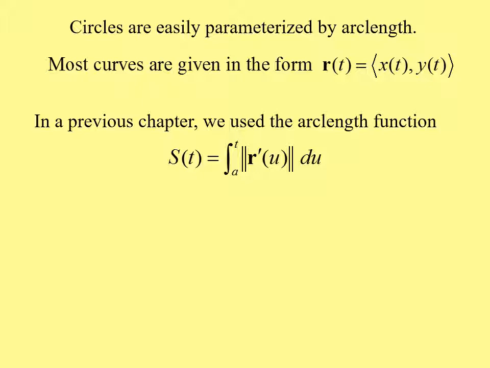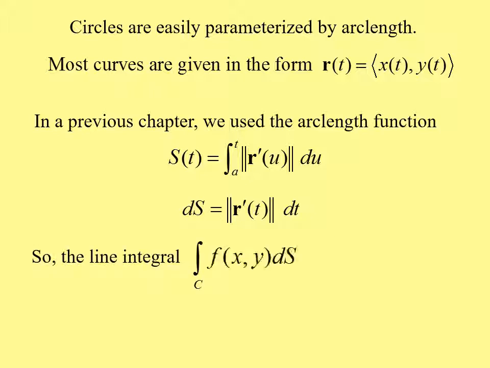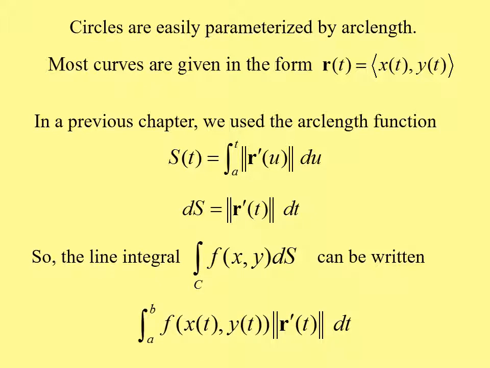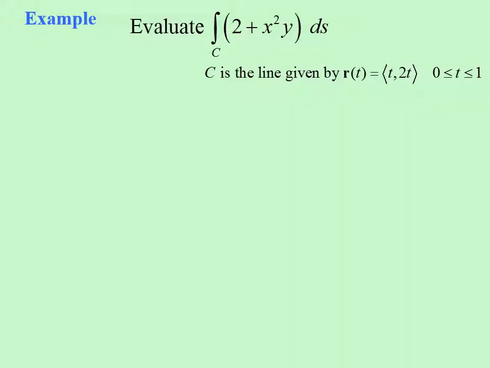And so really all we're going to be doing with this is the derivative. The derivative of s with respect to t would be the magnitude of r prime of t. We did this before. We're just taking the integral that s is defined as and replacing the u with t in the integrand. And so this is another version of a line integral that is easier to compute. So let's see how that works.